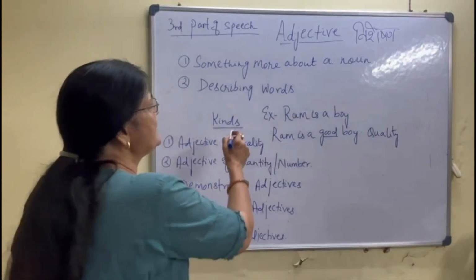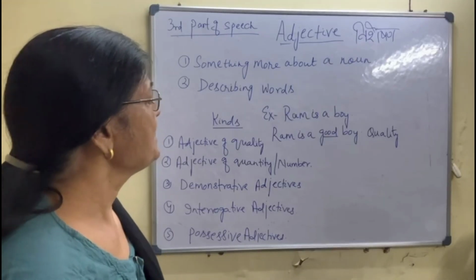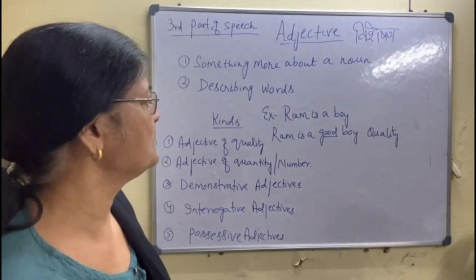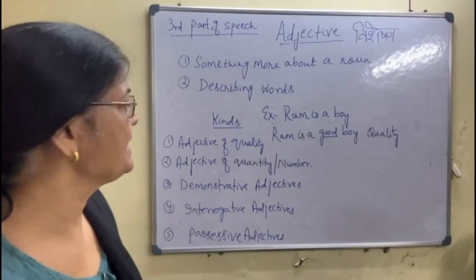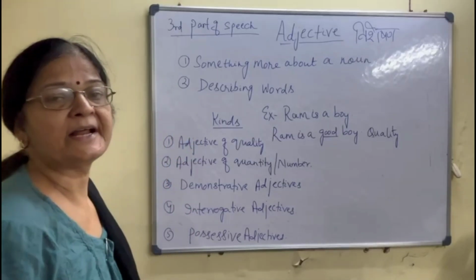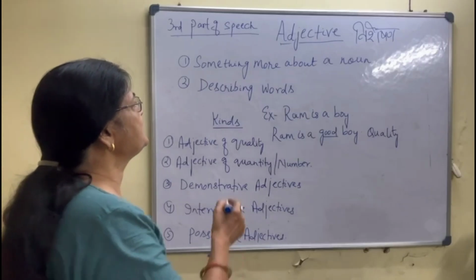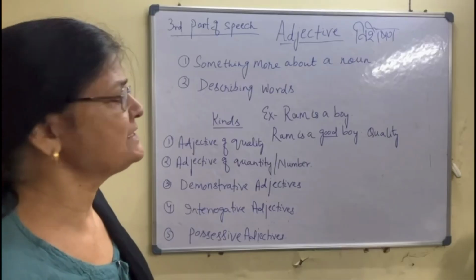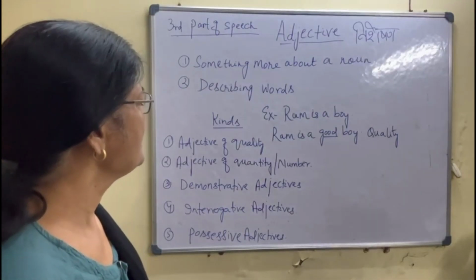For example, when I say Ram is a boy, it is a simple sentence which says that Ram is a boy. But when I say Ram is a good boy, it adds something more about Ram. Other than being a boy, he is also a good boy. Good is the adjective which describes the noun Ram or the noun boy. So, adjective is a word that tells us something more about a noun, or in other words, adjectives are describing words because they describe a noun.